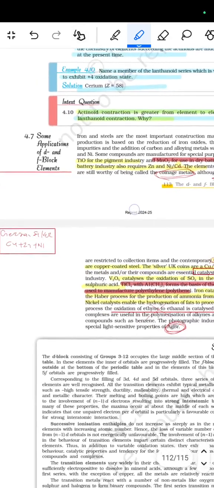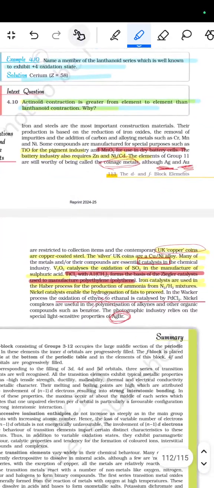अब इसके बाद फिर आता है सम एप्लीकेशंस ऑफ द D एंड द F ब्लॉक. So iron and steel are the most important construction materials. Their production is based on the reduction of iron oxide, the removal of impurities, and the addition of carbon and alloying metals such as chromium, manganese, and nickel.